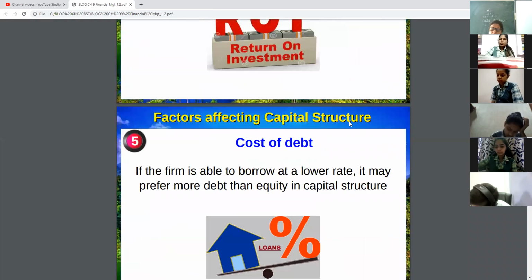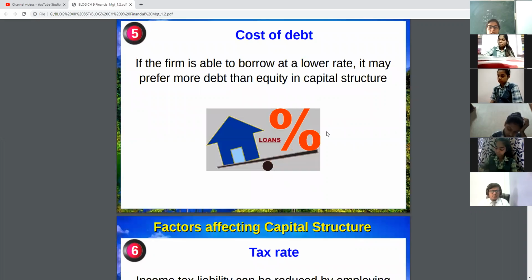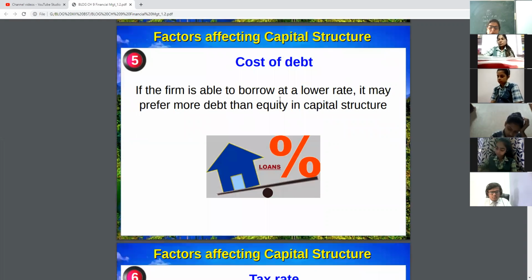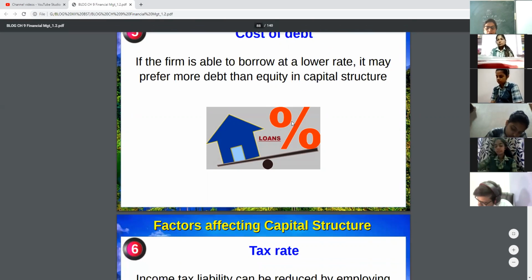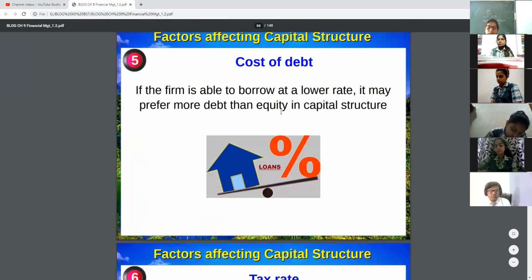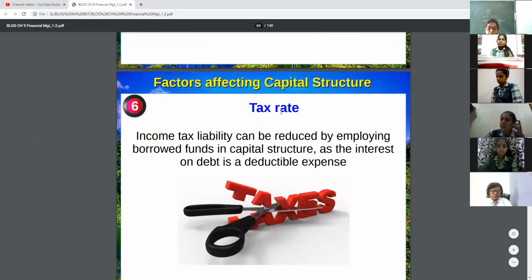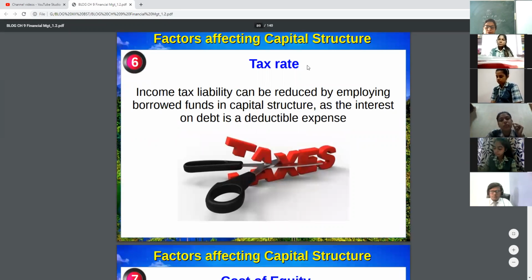Then cost of debt. Cost of debt means the firm is able to borrow at a lower rate. It may always prefer more debt. Means if the cost of debt is less, then companies should include debt in their capital structure. Tax rate: tomorrow I'll tell you about these points. Don't worry, in the numerical on tax rate, I will tell you how the tax rate influences the capital structure.